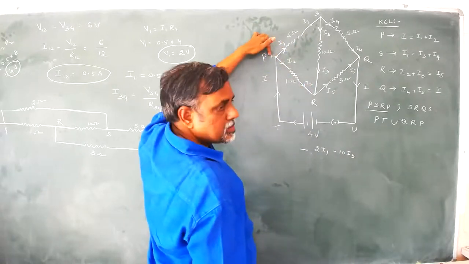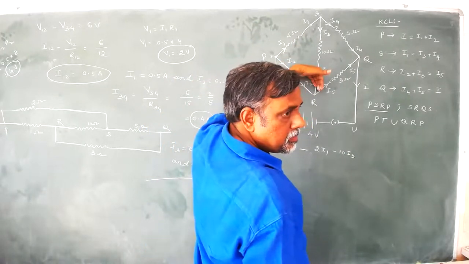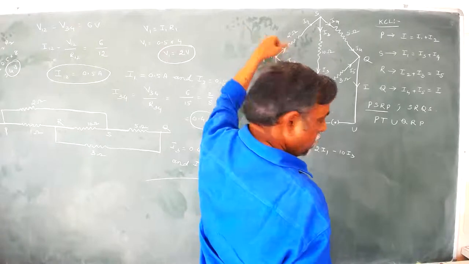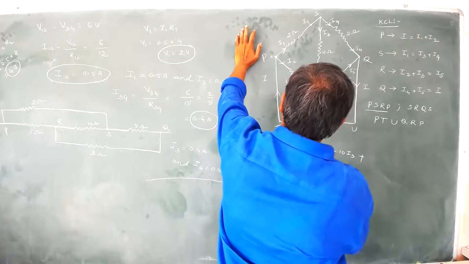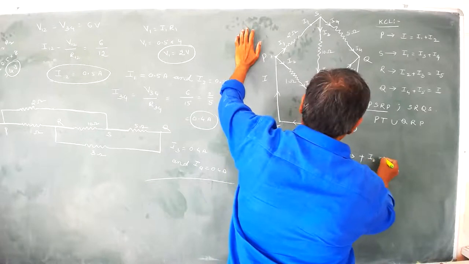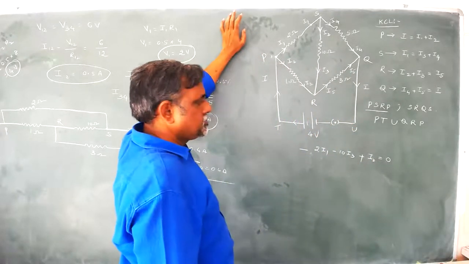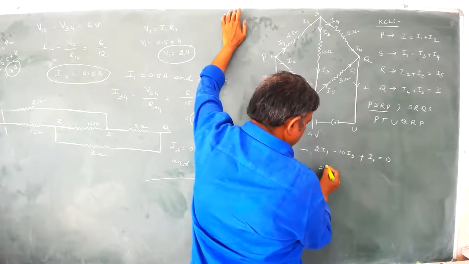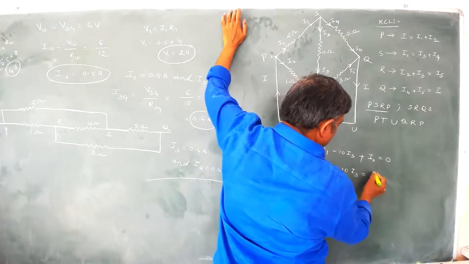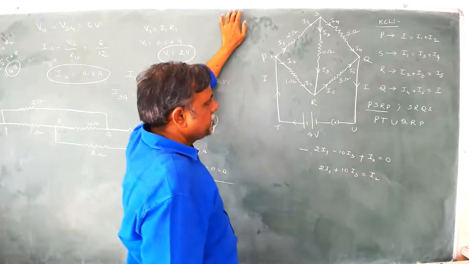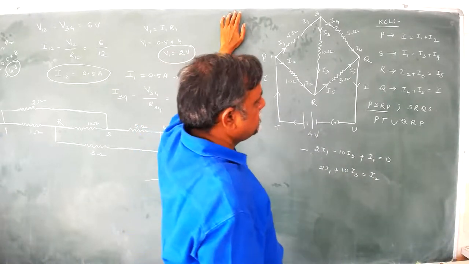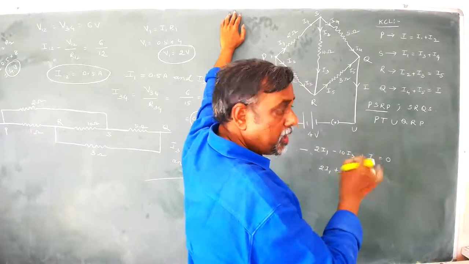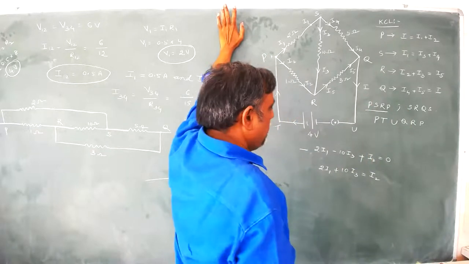Next, R to P: you are moving from R to P, but the current is from P to R. So this is positive, this is negative, but you are moving from R to P, which means positive. Plus 1I2, and that should be equal to 0. So this is 2I1 plus 10I3 is equal to I2. Keep that equation; the I3 we will adjust according to the remaining equations that we are going to get.